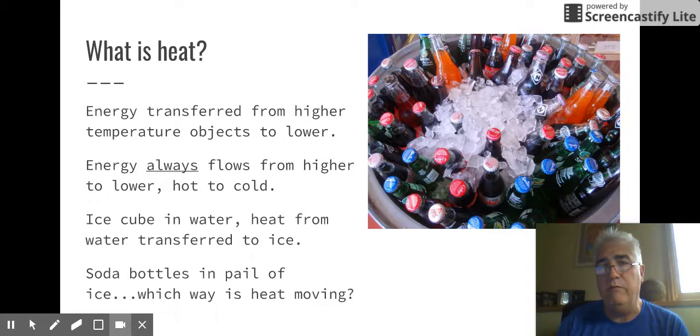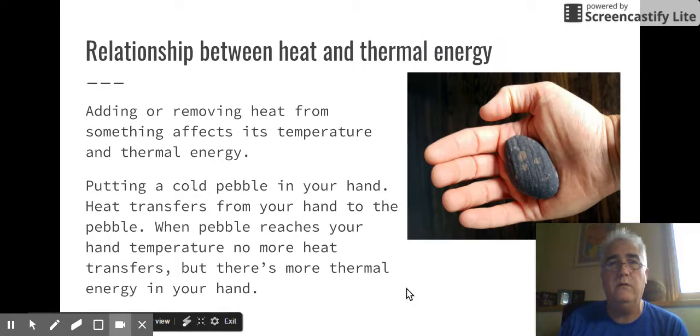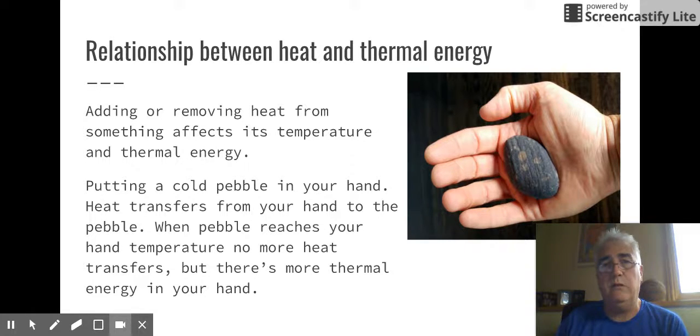So in this example, we've got some bottles of soda in a pail of ice. Which way is the heat moving? If you answered from the bottles to the ice, you'd be correct. Adding or removing heat from an object affects its thermal energy, its temperature.